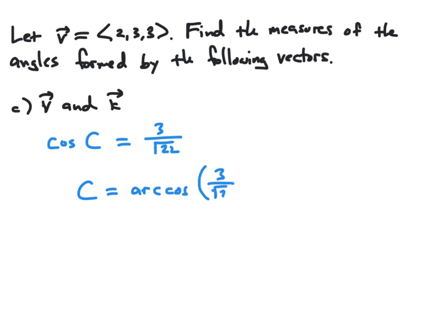You'll notice that this is the same as angle b because the dot products of v and j and v and k are both the same. And so we get 0.87 radians or 50.24 degrees. And so the angle between v and k is 0.87 radians or 50.24 degrees.